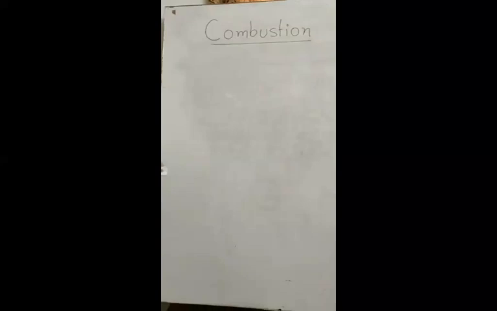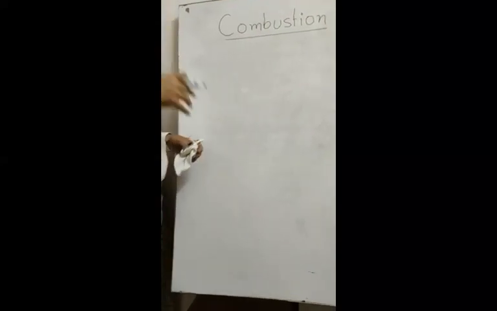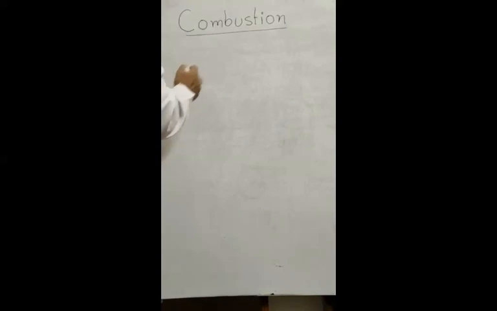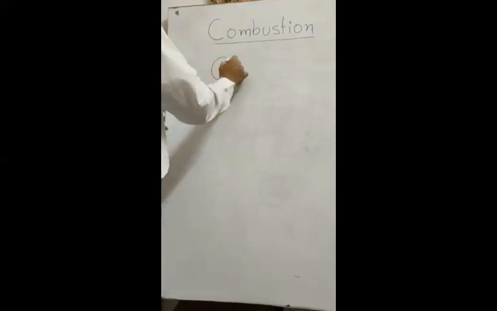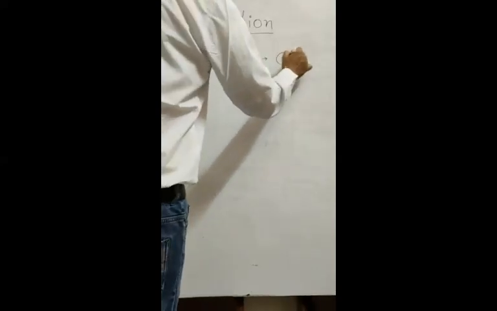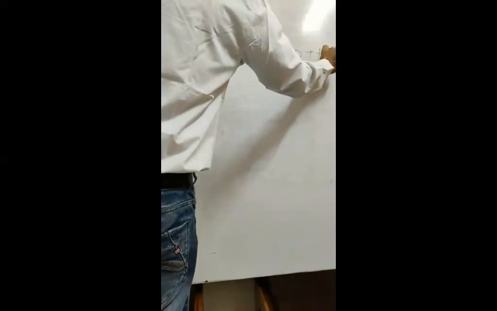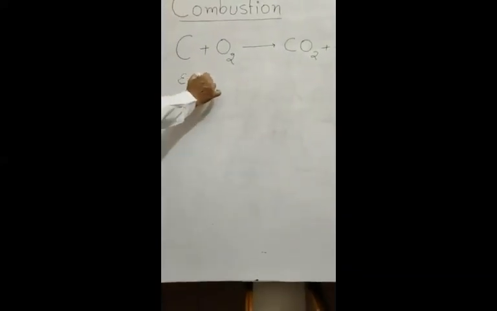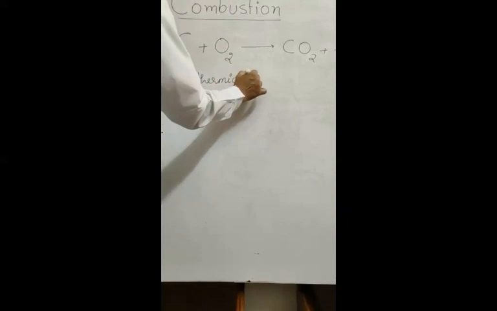Now, the process of combustion. We all are familiar with the process of combustion, and combustion is actually a process in which burning takes place, and it is actually oxidation. For example, carbon plus O2 gives carbon dioxide and water, and at the same time heat is released. So it is an example of an exothermic reaction.